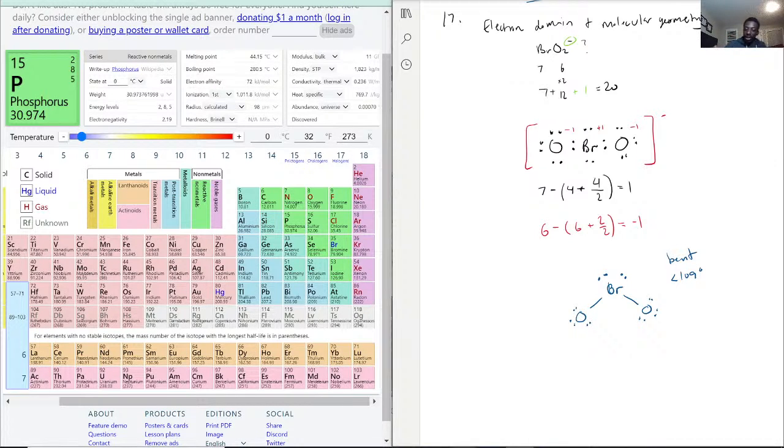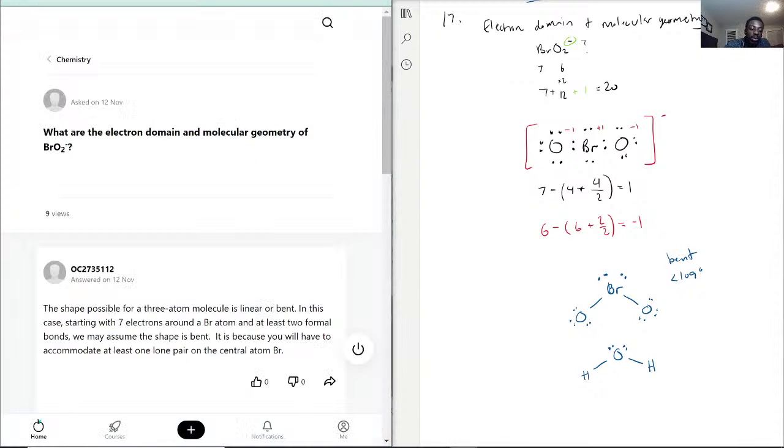But point being, the reason we know it's bent is that this is a more complicated form of something we're more familiar with: water. Water is also a bent shape, because it has 2 lone pairs floating above it, and it forms like that. This is also the bent shape. So we have the electron domain based on the Lewis dot diagram, and we now have the molecular geometry as well. It's bent.